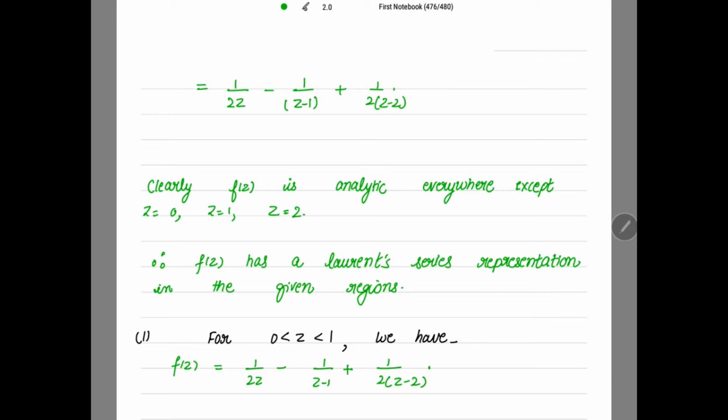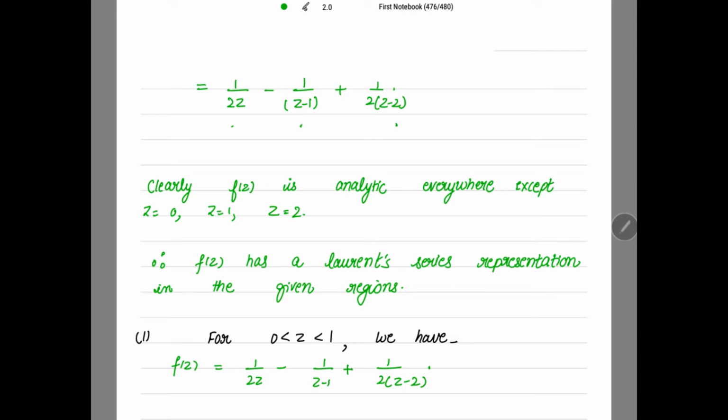Now here, clearly f(z) is analytic everywhere except z equal to 0, z equal to 1, z equal to 2. Why is it analytic everywhere except these points? Because at these points, the function is not defined, right? The points where the function is not defined, the function is not analytic at those points. So for z equal to 0, the first term is not defined. For z equal to 1, the second term is not defined. For z equal to 2, the third term is not defined, right?